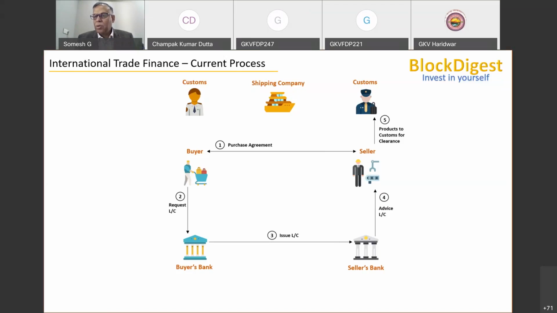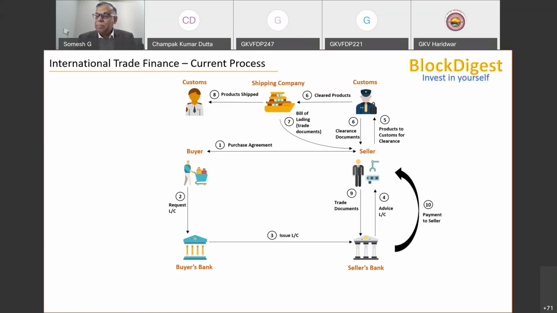You basically send the product to customs for clearance. Customs clears it. Cleared products go to the shipping company. The shipping company creates a particular document and replicas called the Bill of Lading or BOL. That, apart from the LC, is the master document and a proof that something has been shipped by the seller. The product gets shipped and goes to the other country. The seller presents the bill of lading or the trade documents to its bank. The bank goes ahead and makes the payment.